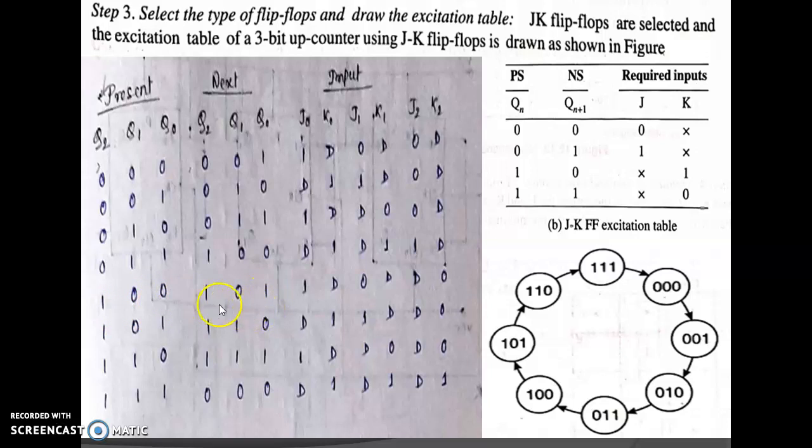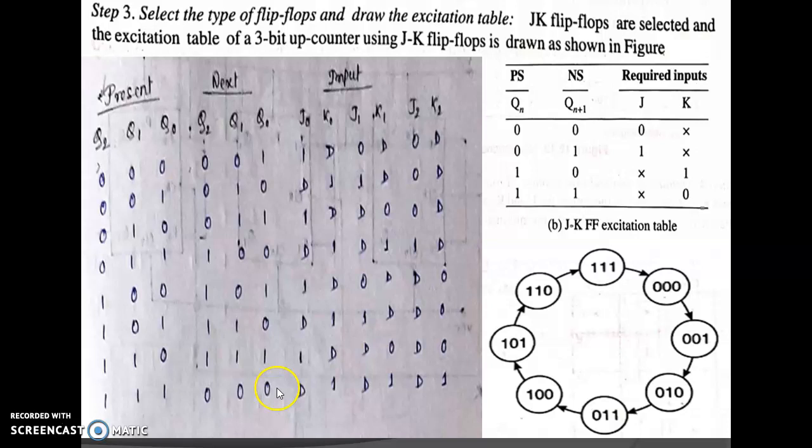Next step, 1 0 1 is the present state. The next state is 1 1 0. Next step, 1 1 0 is the present state. Next state is 1 1 1. Next step, 1 1 1 is the present state. Next state is 0 0 0.